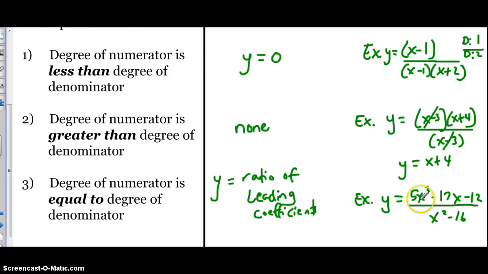Now this one has equal degrees, so a degree of 2 and a degree of 2, so it's going to be the ratio of our leading coefficients. Remember what a leading coefficient is, it's that number in front of the highest degree. So our numerator's leading coefficient would be 5, and the ratio would be 5 over the leading coefficient in the denominator, which would be 1. So our horizontal asymptote would be y equals 5.